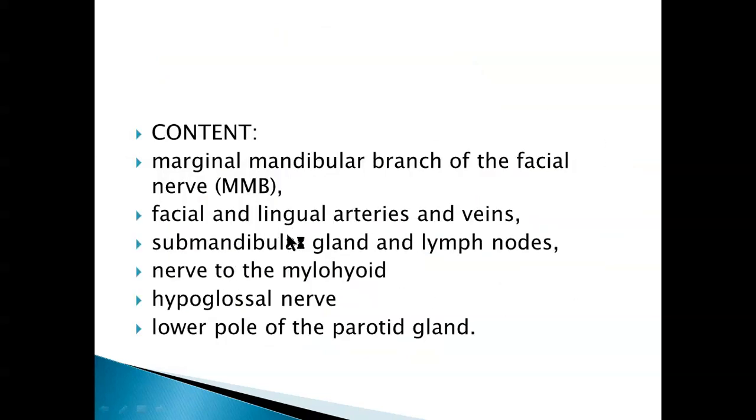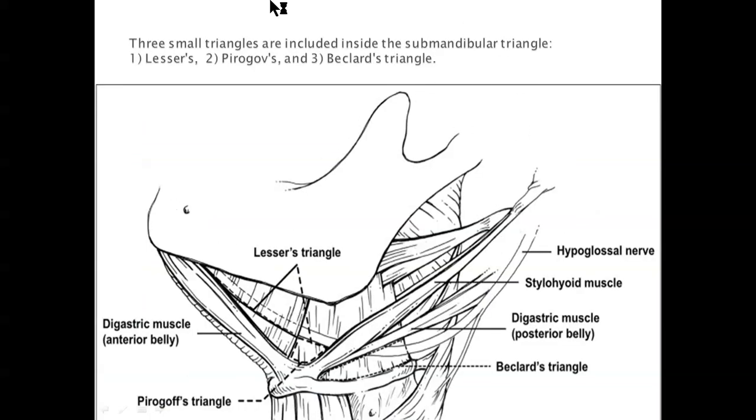Contents of the submandibular region, as we already met in the submandibular triangle, as already mentioned: facial artery, facial nerve, lingual artery, lingual nerve going towards your tongue. All right. Then we have the mandibular branch of the facial nerve and the hypoglossal nerve, which we will see. Now, for the exam purposes, I would like to tell the students the submandibular triangle is further divided into the lesser triangle, Pirogov's triangle, and the Beclard triangle.